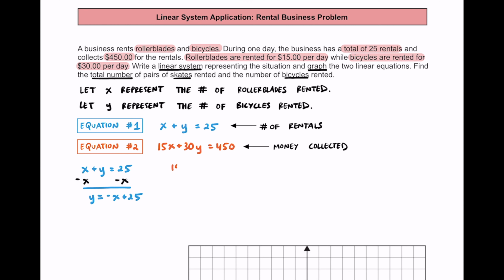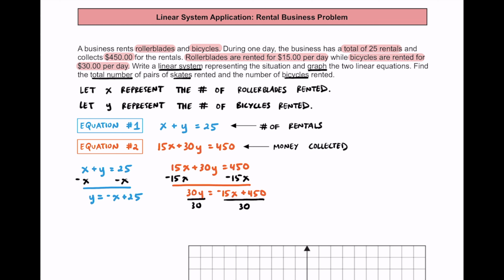For equation number 2, we have 15x plus 30y, and that is equal to 450. If we want to turn this into slope-intercept form, what we'll do first is subtract 15x from both sides of the equation. On the left side, 15x minus 15x will cancel out and make 0x. So we're going to have 30y on the left side is equal to negative 15x plus 450. Then to get y completely isolated, let's divide both sides by 30.